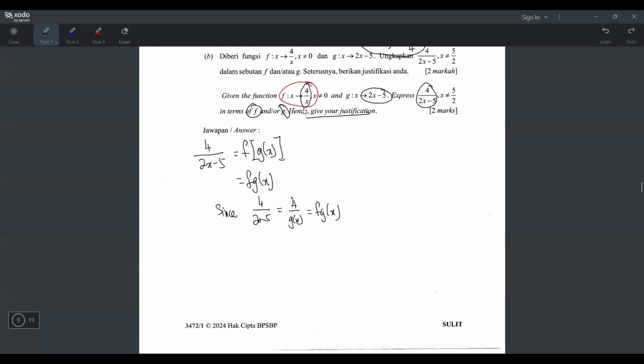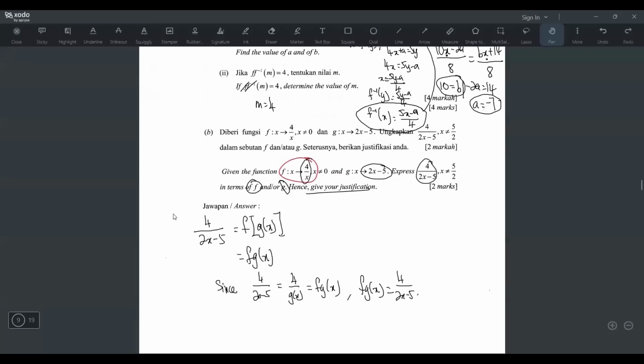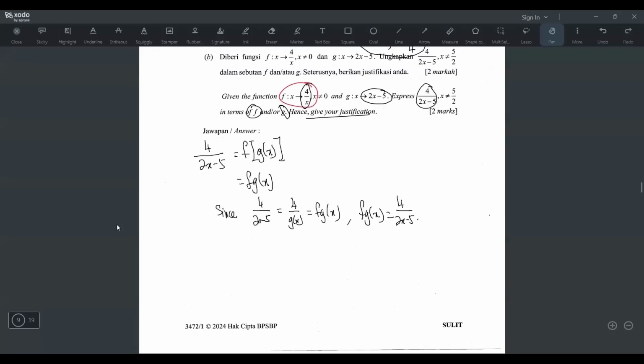It is function f(x) lah. It's just that the x you change to g(x), right? So since this equals to this equals to this, comma, fg(x) equals 4 over 2x minus 5. Okay lah, I'll just write it like this for the justification, for the reason. It's only worth 2 marks. So yeah, that's it.